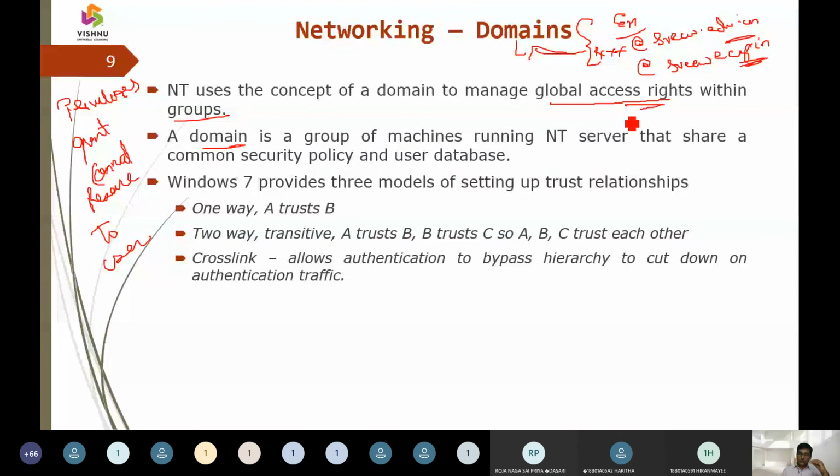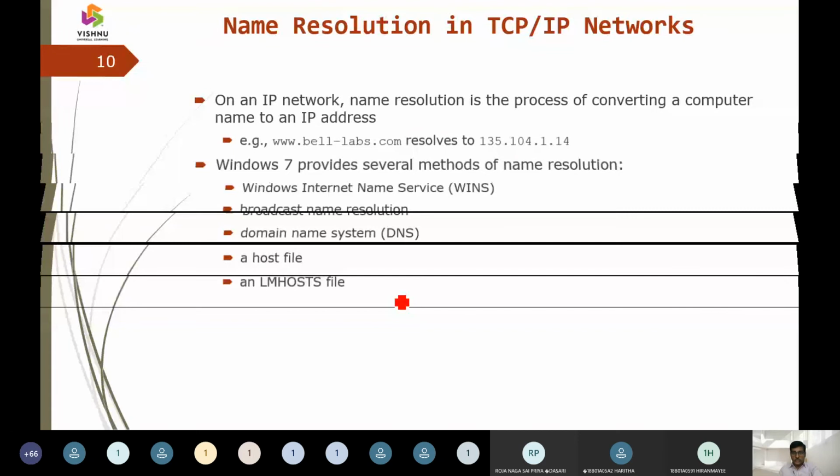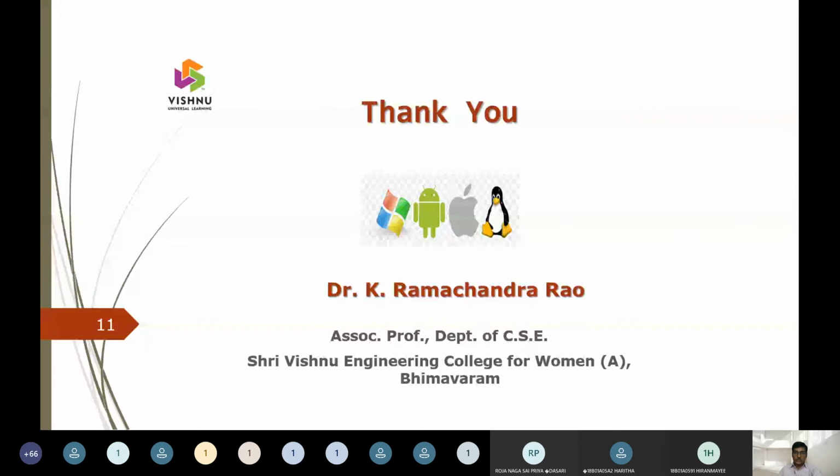So those are all going to come into the links where this Windows 7 is going to support. Some major resolutions and some major issues in TCP/IP are some of the things it is going to support. That is Windows Internet Name Service, followed by Broadcast Name Service, domain naming services, a host file and a local host, etc., so that it is going to resolve over the IP packets. So that is all regarding today's class.